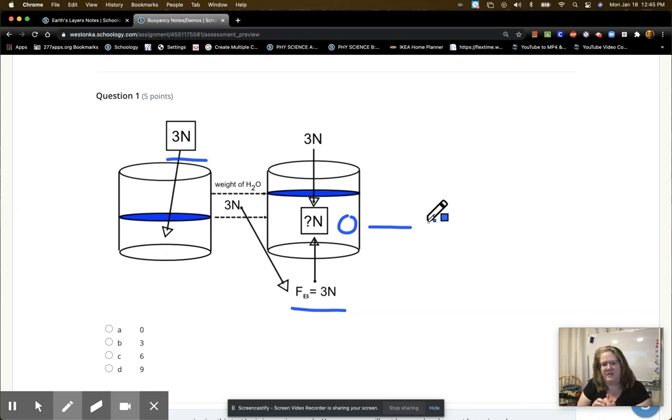If you've got questions on calculating buoyant force, it's just simple addition and subtraction. Whichever way is greater is the way it's going to go. If it's greater with the arrow going up, it's going to float. If it's greater with the arrow going down, it's going to sink.